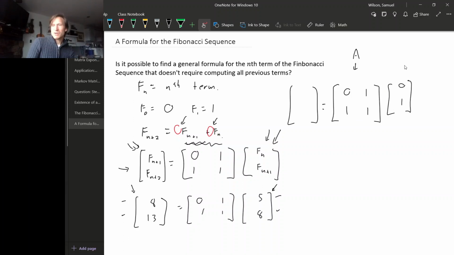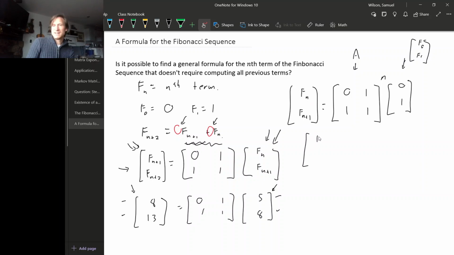So if we start with this vector that's f sub 0 and f sub 1, if we want to get out to the nth term, we just multiply by this n times. So if this is the 0th, then this is going to give us f sub n and f sub n plus 1. Okay, so let me check that I have this right. If we plug in a 0 for n, then this is just the identity matrix times 0, 1, and that's 0, 1. Okay, and that's right.